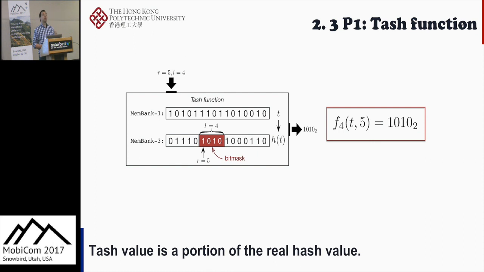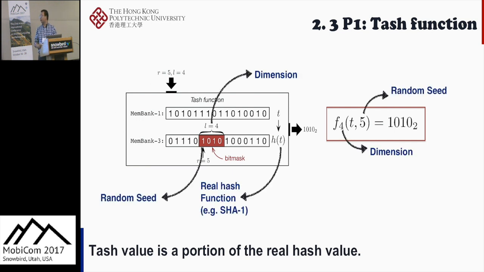Our hash function accepts 2 inputs. The first input is a random number. The second input is the dimension. The dimension determines the length of the output. For example, here, the output of our function is a bit string starting from R and ending at R plus L minus 1. Actually, our hash value is just a portion of the real hash value. And our hash function is determined by the EPC, the random number, and the dimension.